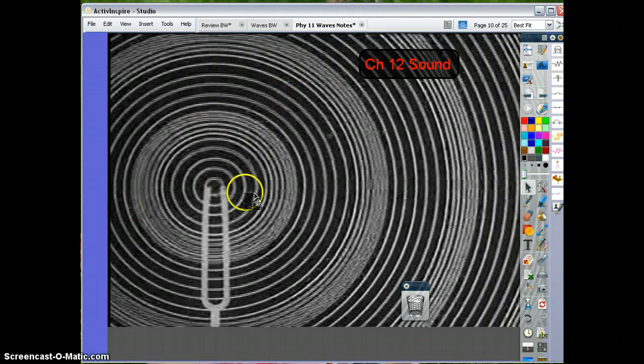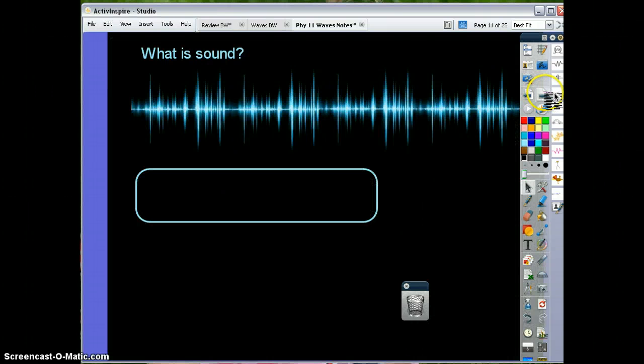Here we have a visualization of what it would look like if you could see the sound waves of this tuning fork, for example. And we'll get into that more later. But as you can see here, we've got areas where they are stretched apart and areas where they're compressed, stretched and compressed, stretched and compressed. And that's kind of how a sound wave would look if you could see it with your eyes.